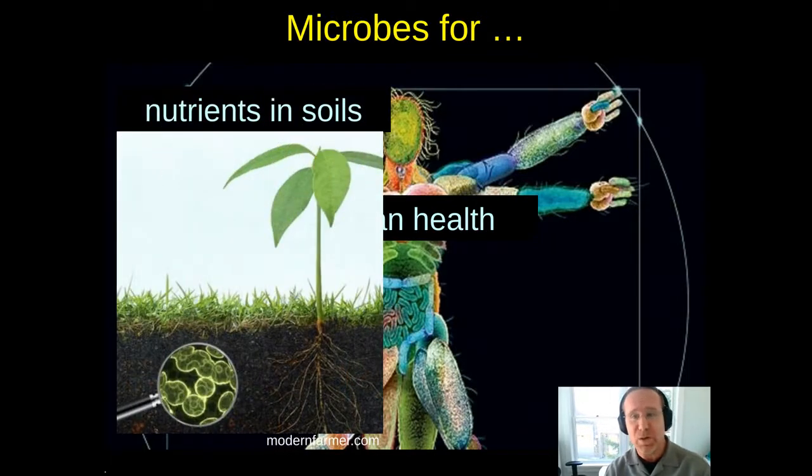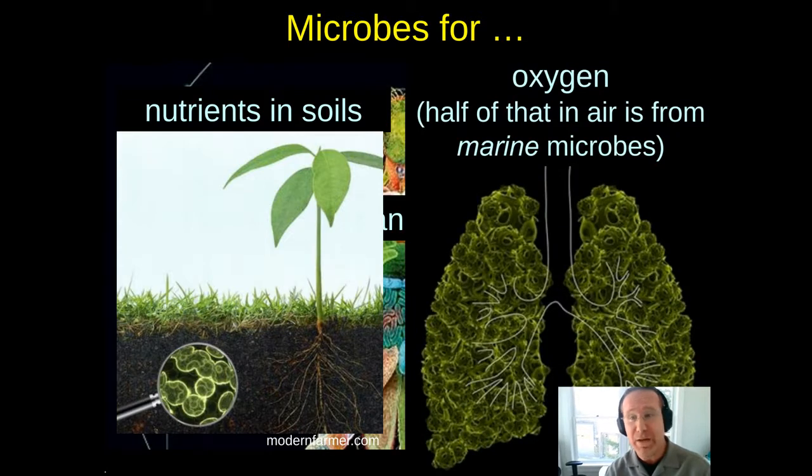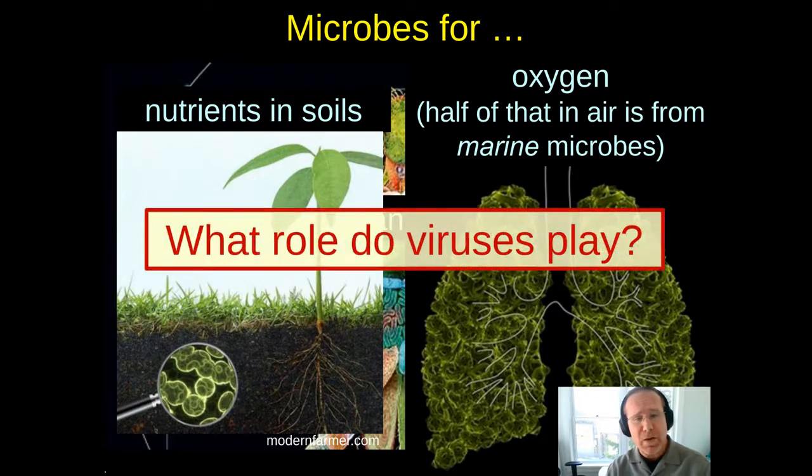Microbes in soils are also important. Did you have cereal for breakfast this morning? Microbes that live in soils help make the nutrients that feed the plants that you ate. Microbes can help improve crop yields. And if you just breathe the breath of air, half of the oxygen in that breath came from microbes, ocean microbes, or tiny plants in the oceans that produce half the oxygen on the planet. Now, my interest is more focused on viruses. These microbes are important. Could viruses infect them? And if so, what role do viruses play?